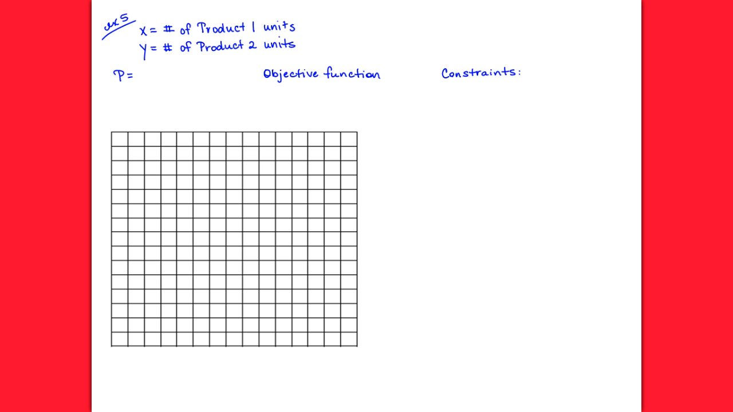All right, let's start with the objective function. What is my objective? What am I trying to do?